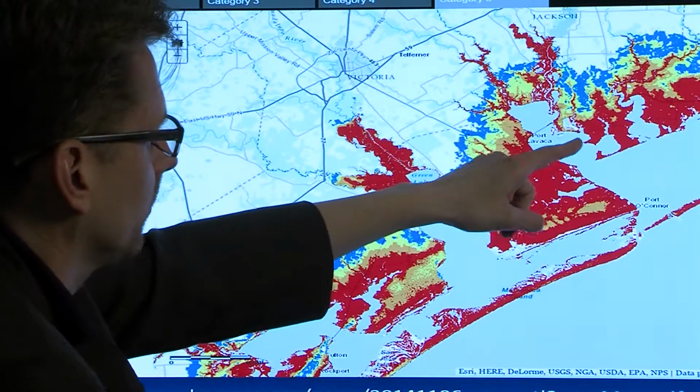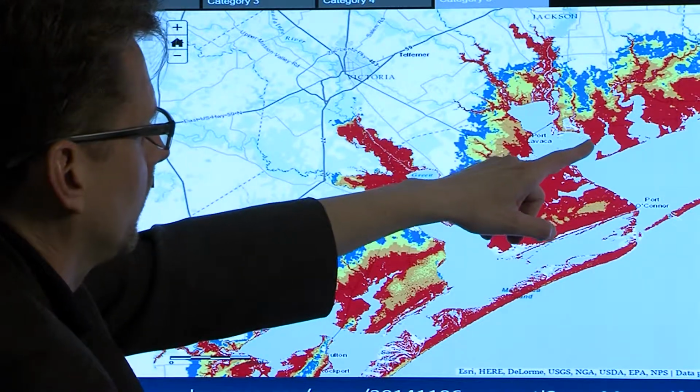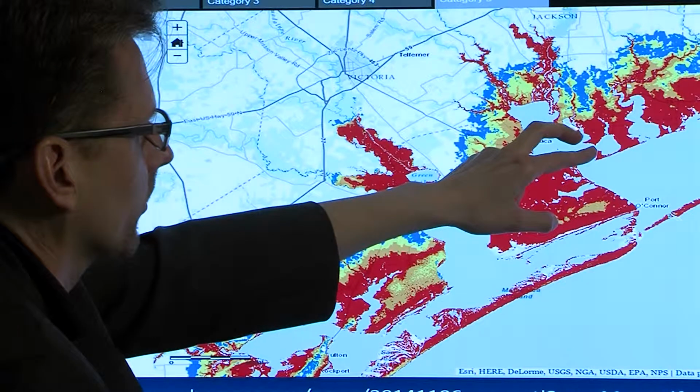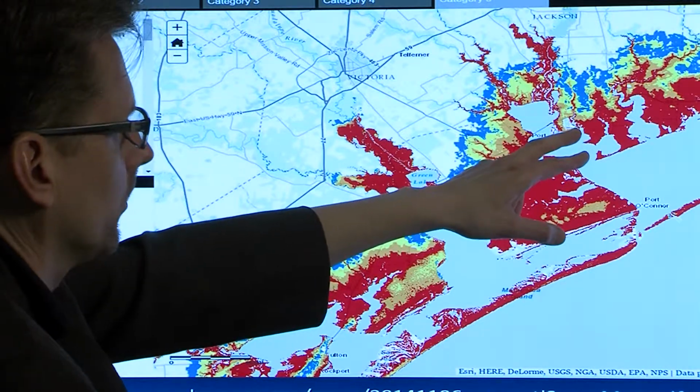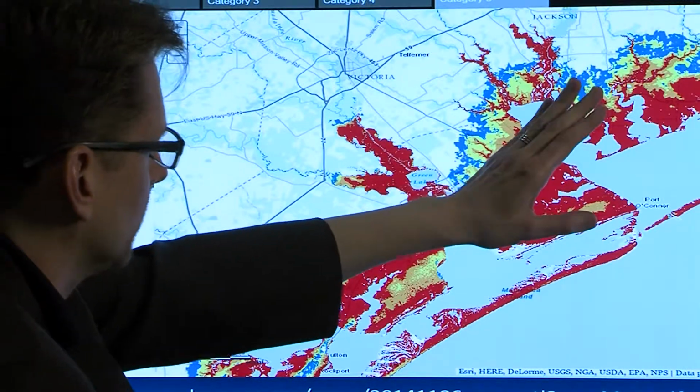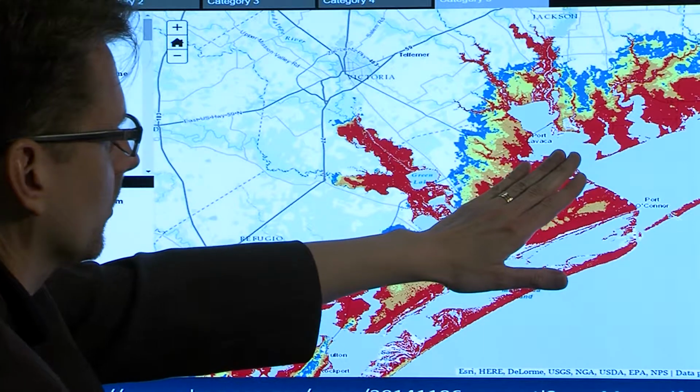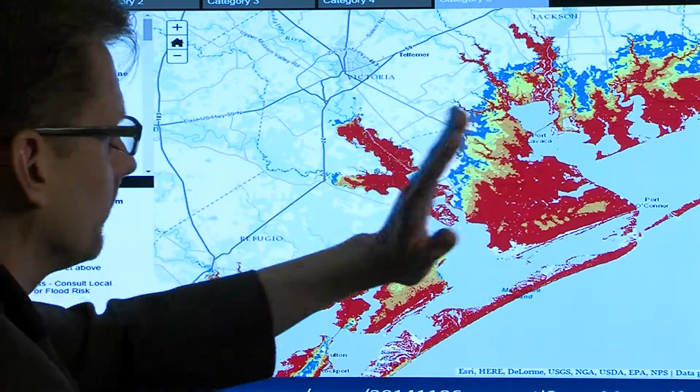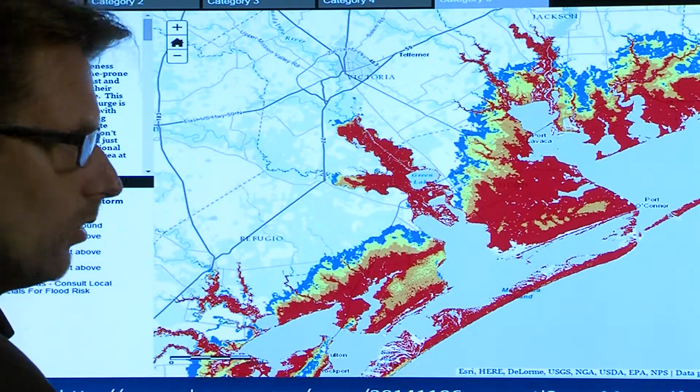Even on the other side of Lavaca and Matagorda Bay, the Port Alto areas, Olivia's in there. Very low elevation. So you need flood insurance if you're in these areas. It's highly recommended. Evacuate if called to do so. And as John stated, the storm surge isn't something you want to mess with.